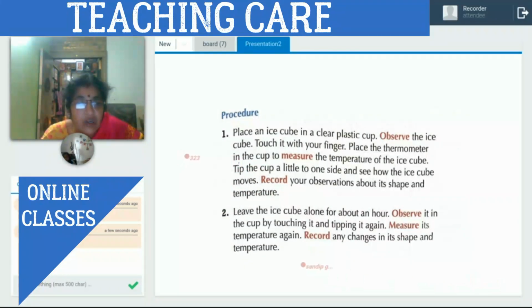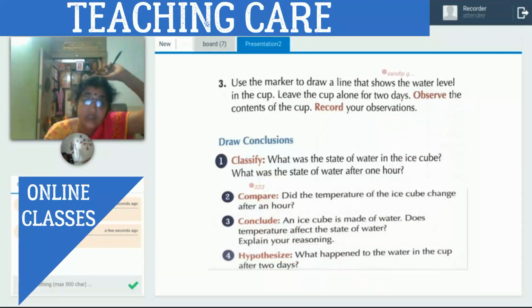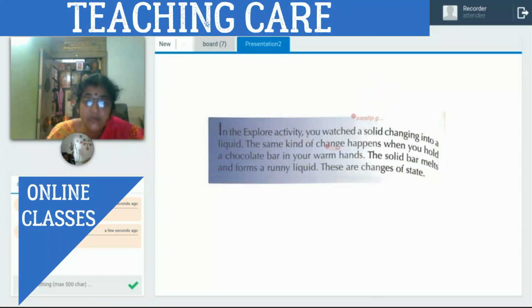So initially in the cup it was an ice cube, then it changed into liquid, right? Okay. So use a marker to draw a line that shows the water level in the cup. Leave the cup alone for 2 days, then it will start vaporizing also, right? So in the explore activity you watched a solid change into liquid.